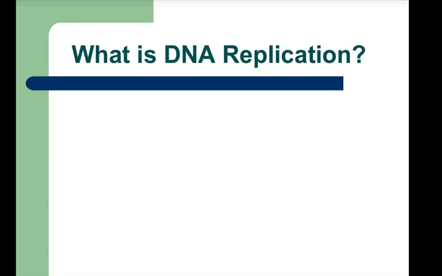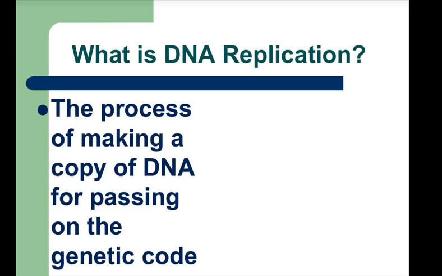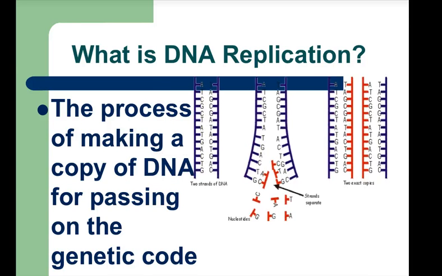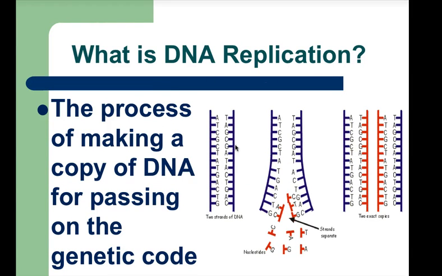What is DNA replication? It's the process of making a copy of DNA for passing on the genetic code. This is the part of inheritance that everybody was looking for. So during interphase, you have a single molecule of DNA with two strands, and then what you do is zip it open and add the complementary bases. Then you end up with two exact copies of the same molecule.